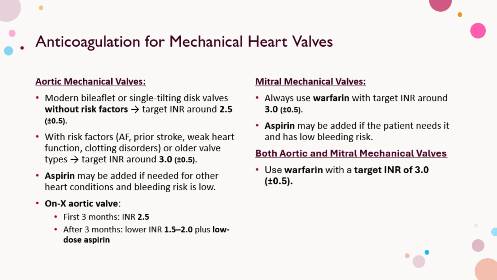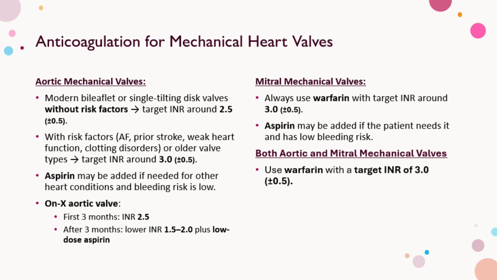For patients with a mechanical aortic valve, the recommended INR target depends on the valve type and patient characteristics. Most mechanical aortic valves require an INR of 2 to 3. However, patients with additional risk factors such as atrial fibrillation, left ventricular dysfunction, hypercoagulable conditions, or an older generation valve should target a higher INR of 2.5 to 3.5. Low-dose aspirin may also be added in select cases to further reduce thrombotic risk, provided bleeding risk is acceptable.